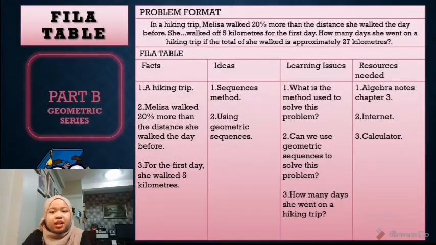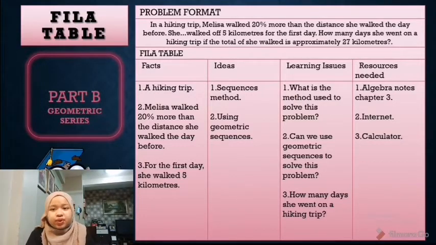The next one is the filler table for part B. The problem is, in a hiking trip, Melissa walked 20% more than the distance she walked the day before. She walked 5 kilometers for the first day. How many days did she go on a hiking trip if the total she walked is approximately 27 kilometers?